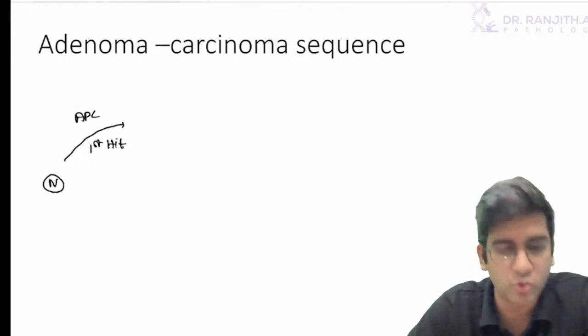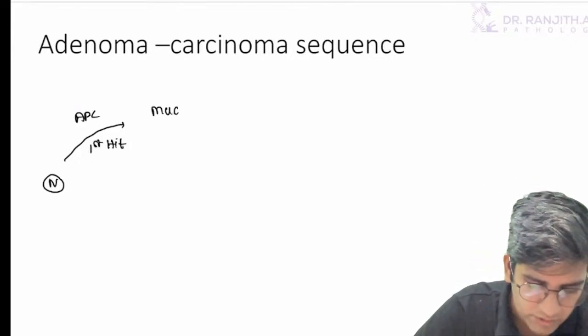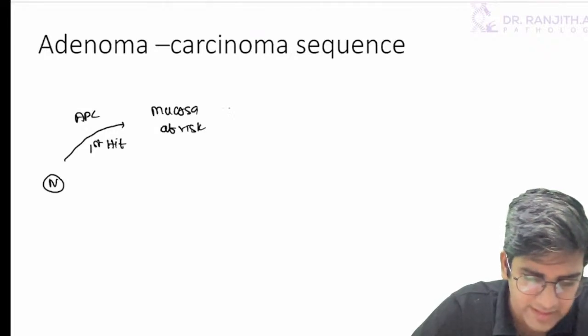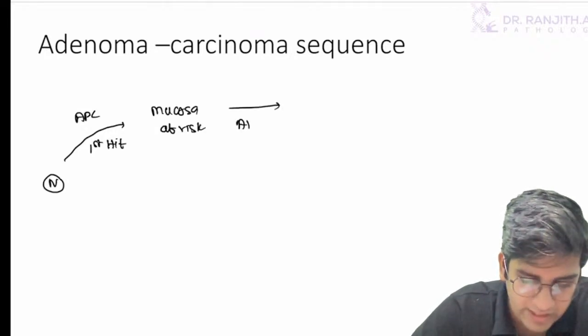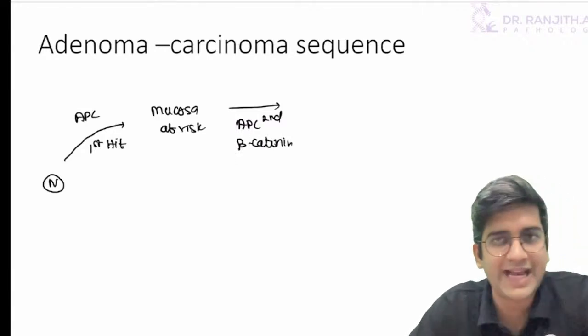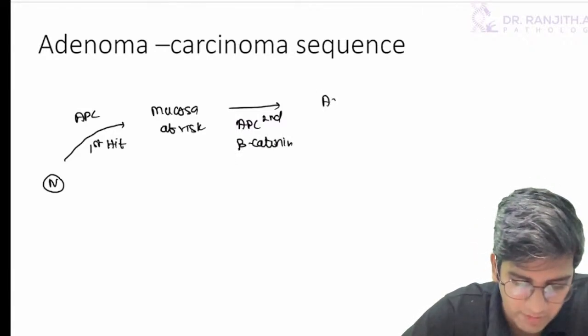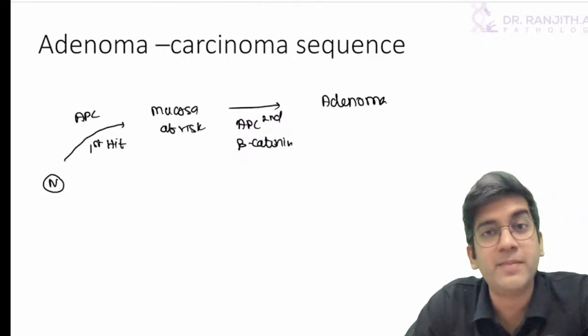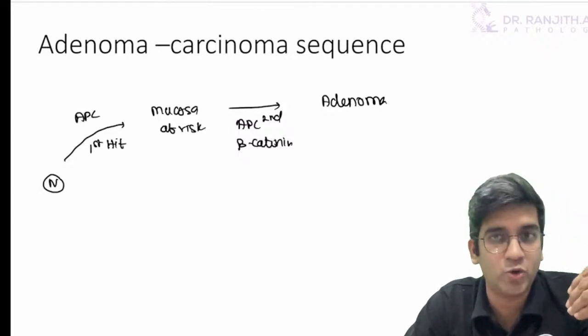This makes the mucosa at risk. The mucosa will be at risk. It's not yet a tumor, right? I need a second hit. So APC second hit, or I have a beta catenin mutation. Something should be there, right? When I have that, it becomes an adenoma. So adenoma is not a cancer, it's a benign tumor. That's why FAP can have hundreds of adenomas in the colon.